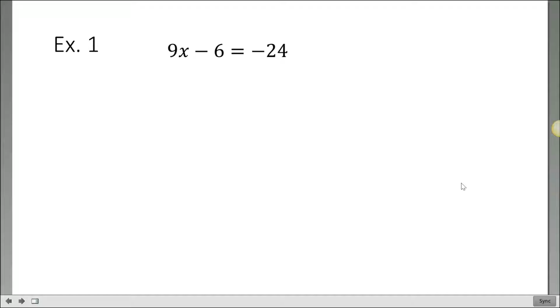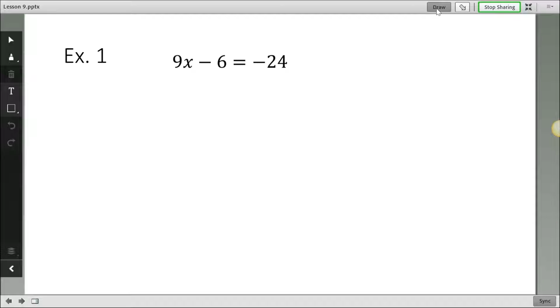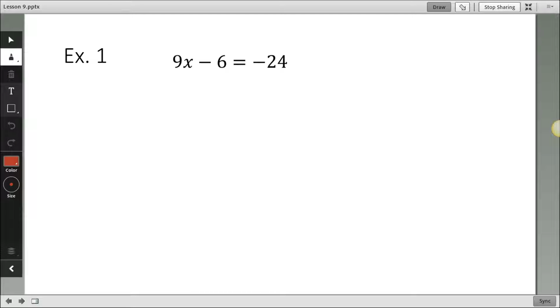So here are some examples. Here is one like number 4. So it's a two-step equation. With a two-step equation, you've got to undo addition and subtraction first, and then undo either multiplication or division. So in this case, we have subtracting 6 from each side, so we're going to add 6 to each side. That's going to be our inverse operation.